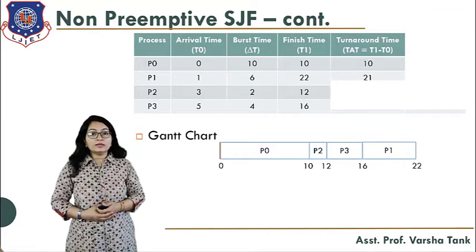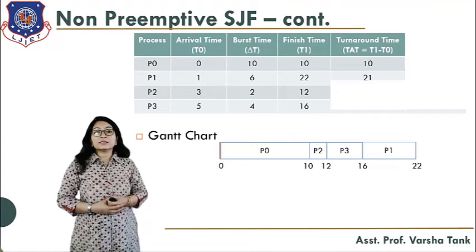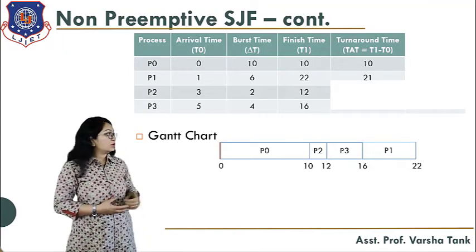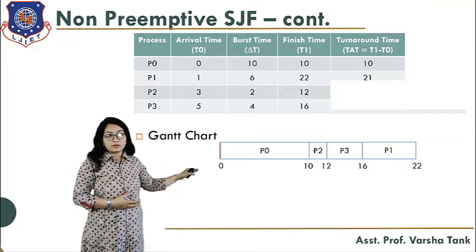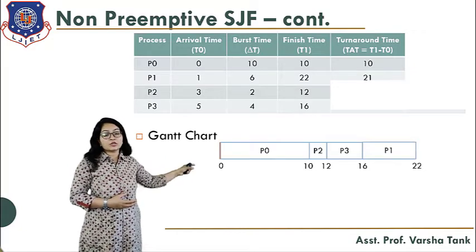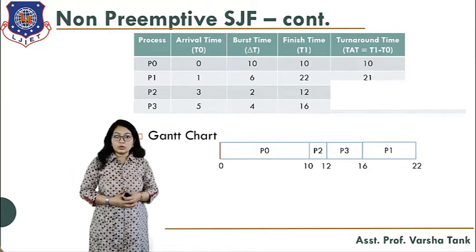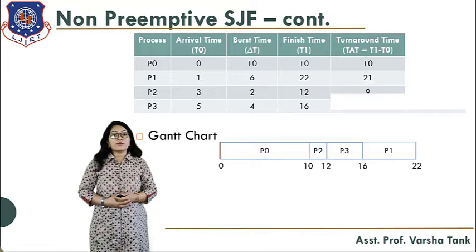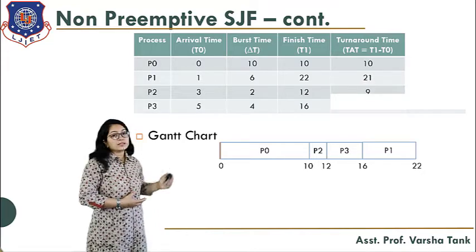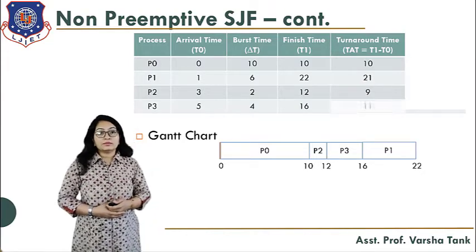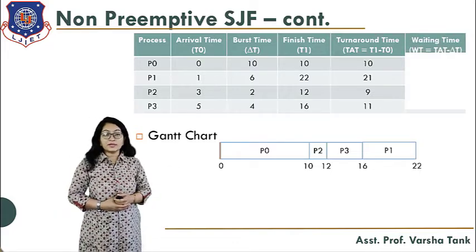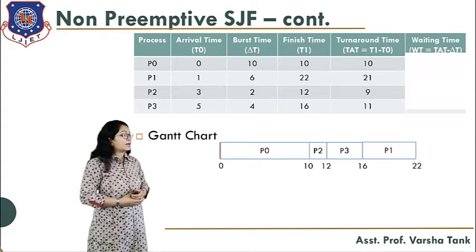Now for the process P1, the finish time is 22, because when the process completes its execution, the total time is 22. But the process arrived at 1 millisecond, so you have to subtract that 1, giving 21. Same way for P2, it is 9. And for P3, it is 11. Got it?